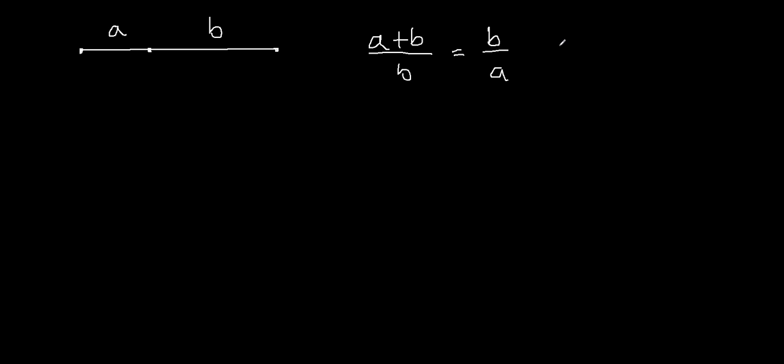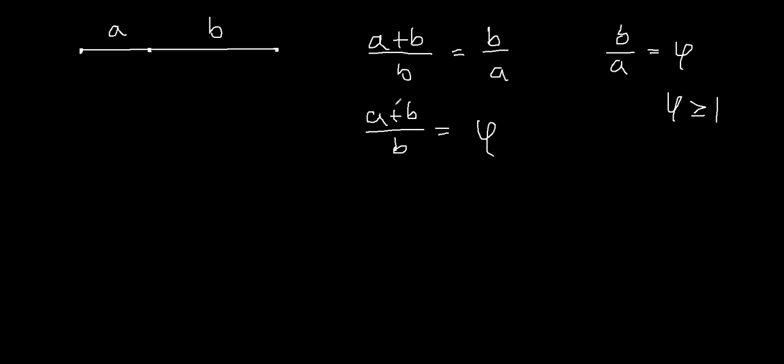So let's give this ratio a special name. Let's say B over A equals, I don't know, Greek letter, phi. And this ratio has to be greater than 1 because it's a ratio between something that's bigger over something that's smaller. So phi is greater than or equal to 1. So we can replace this with phi: A plus B over B equals phi.